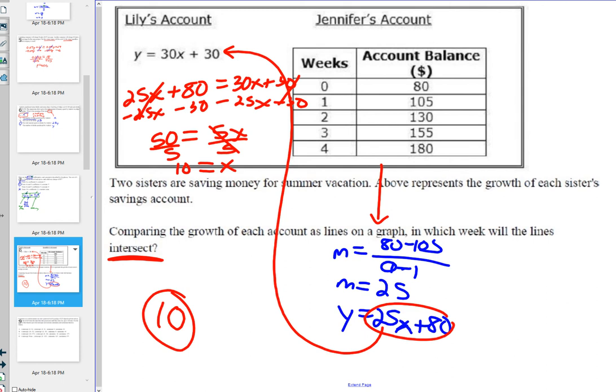Now, what could have been a follow-up question is, okay, how much money would they have? If the money is going to be the same, how much money would that be? In which case, you could just plug a 10 into either equation. What is 30 times 10? 300 plus an extra 30, 330. But they weren't asking that. They were just asking in what week. 10.